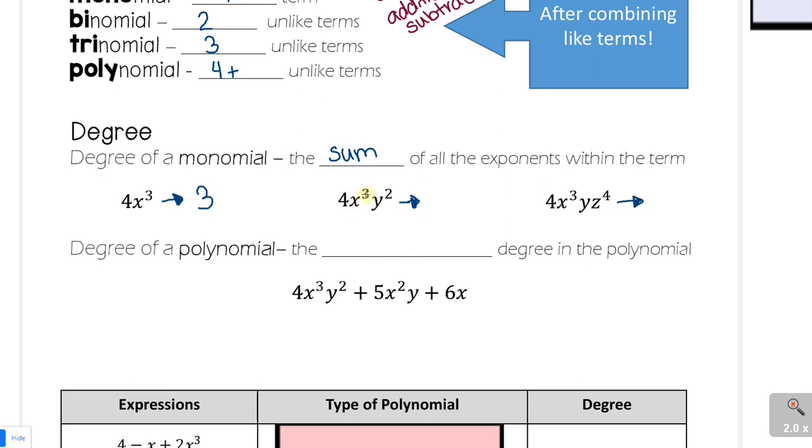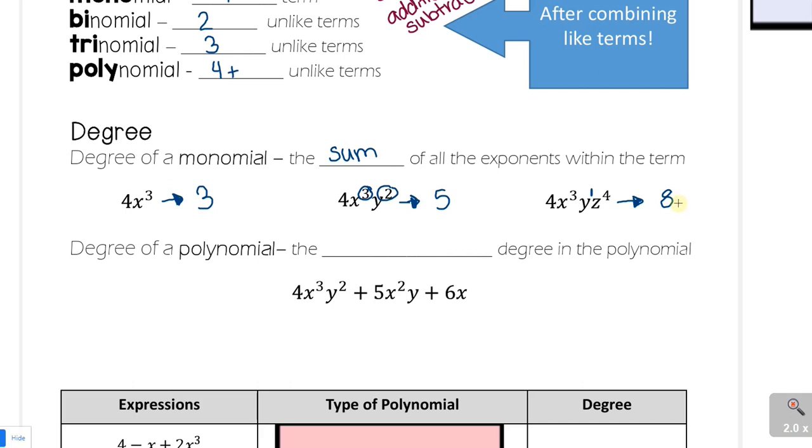Here we have 4x to the third y squared. We have two powers here, so we're going to add our exponents. So 3 plus 2 gives us 5. So we have a degree of 5. The last one here, we have 4x to the third, y, z to the fourth. So we're going to add our exponents here. We have a 3, we have a 1 for y, and a 4 for z. So 3 plus 1 plus 4 gives us a degree of 8. So that's only when we're talking about a monomial, so one term.